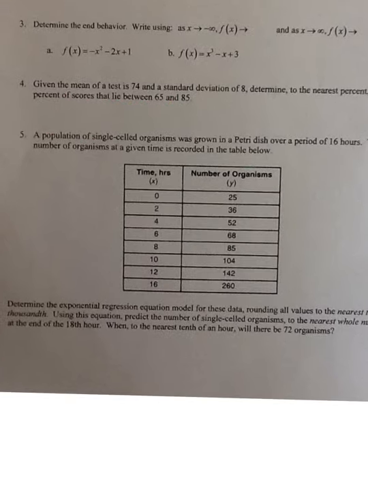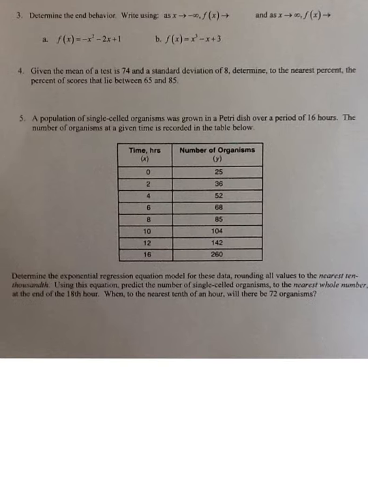All right, so this is the regression. A population of single-celled organisms was grown in a petri dish over a period of 16 hours. The number of organisms at any given time is recorded in the table below. So we have hours starting at 0, and we have the number of organisms. That's the y value. Determine the exponential regression equation for this model of data, rounding all values to the nearest 10,000th.